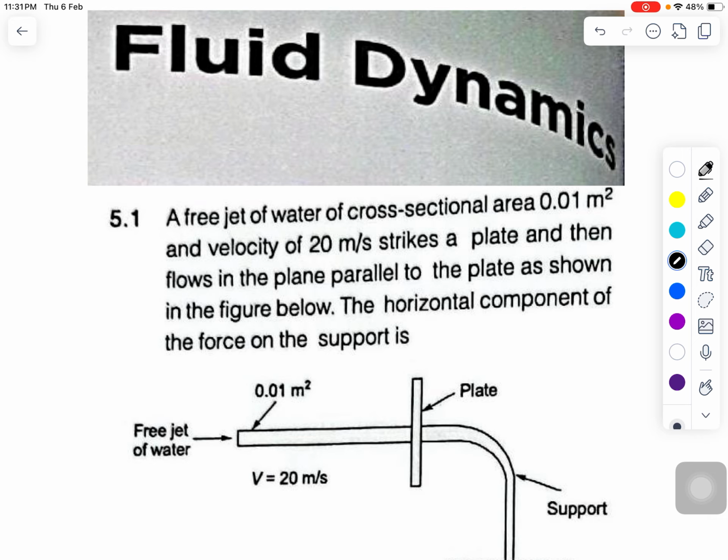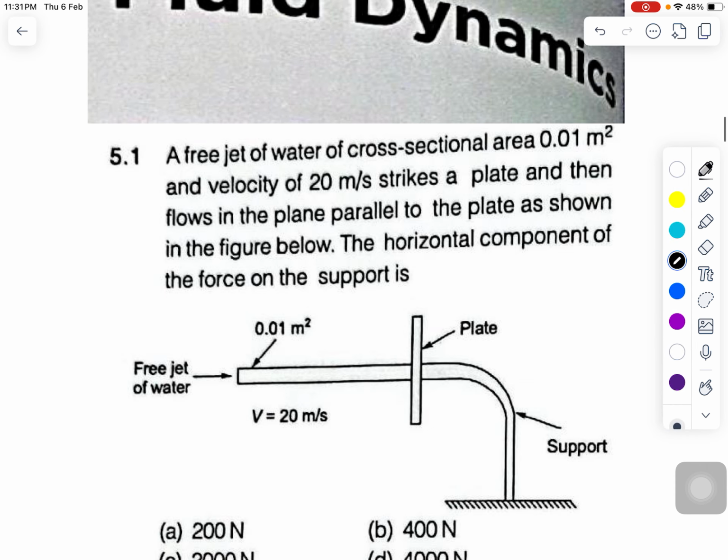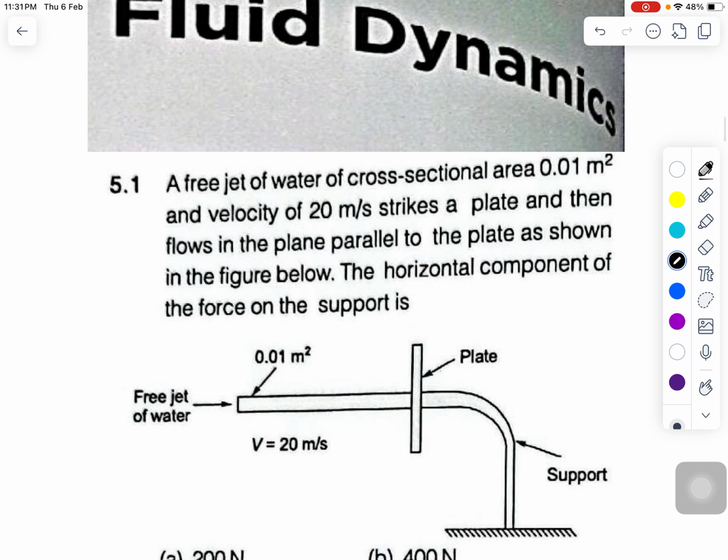So without wasting our time, let's just start with the new topic of the PYQ series, that is fluid dynamics. This is a very important topic. Every year GATE asks a question from this particular topic, which is based on the momentum balance equation, right?